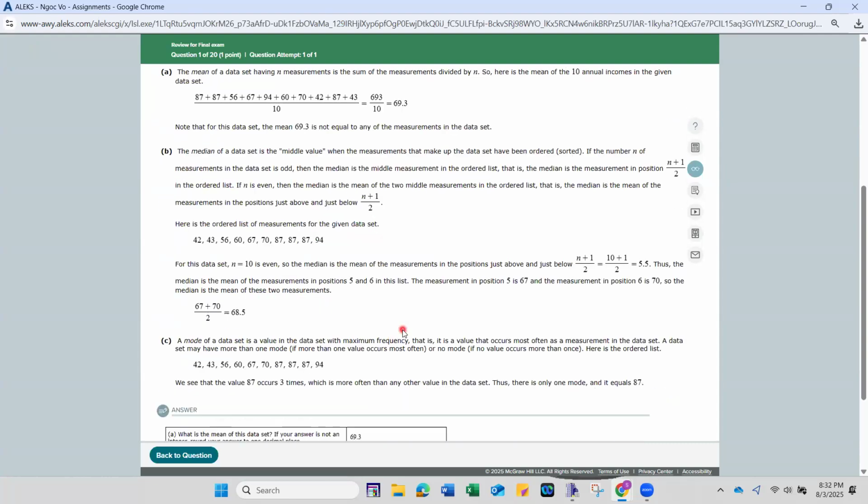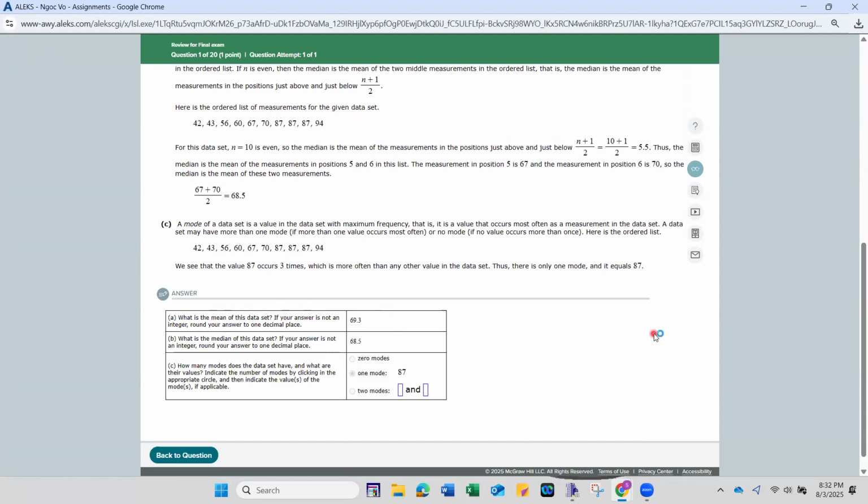Now, the third thing is mode. Mode is the data which repeats the highest number of times in the data set. In other words, the data which has the highest frequency. So here I can see I have 87 which repeats 3 times, which is the highest. That's the reason I have only one mode, which is 87 here.